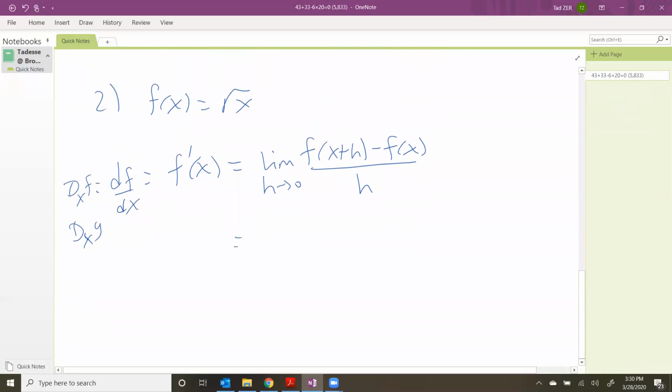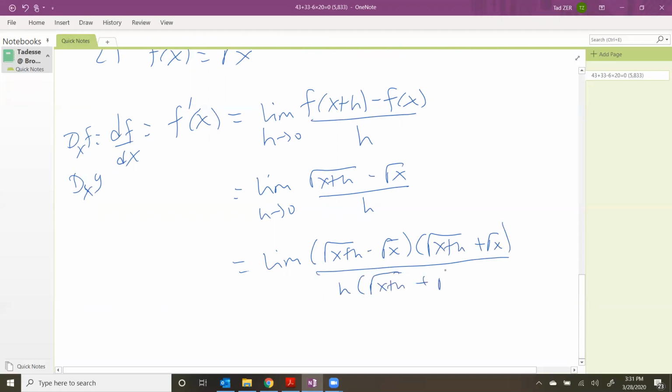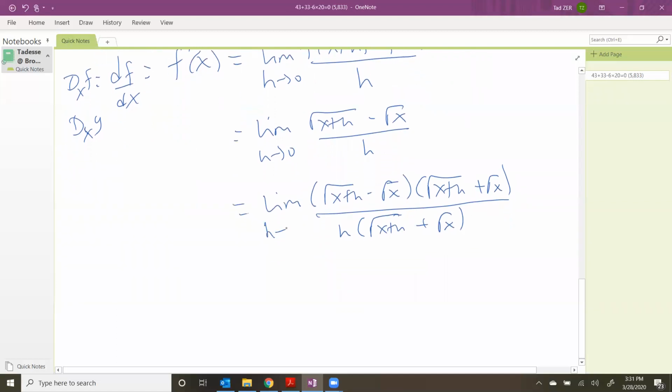So let's do that very quick now. Limit of what is f at x plus h? This will be radical of x plus h minus f at x, which is radical x, divided by h, as h approaches 0. So this is just a limit involving radicals, so I have to rationalize the numerator. To rationalize, you can watch by going back to the previous videos. We multiply by the conjugate, which is radical x plus h plus radical x, divided by h times radical of x plus h plus radical x, h approaches 0.